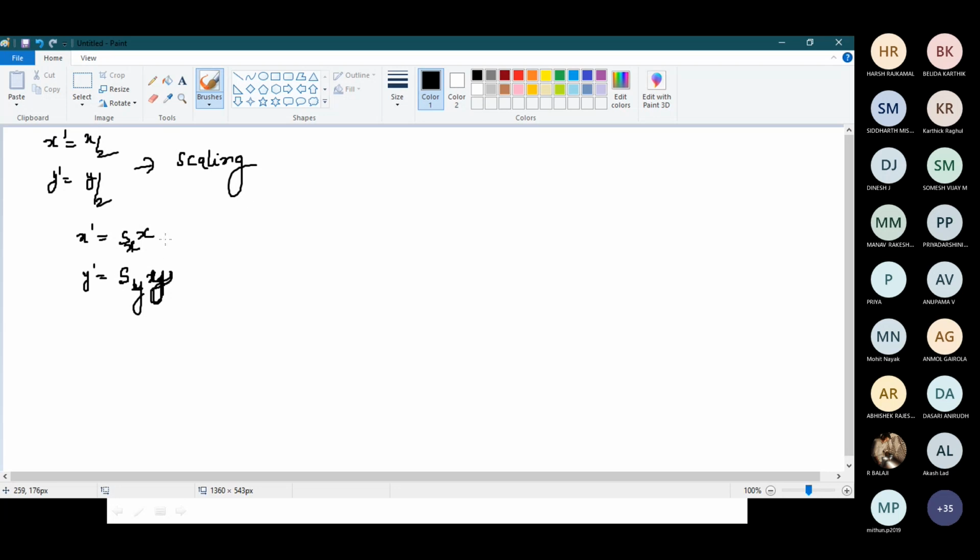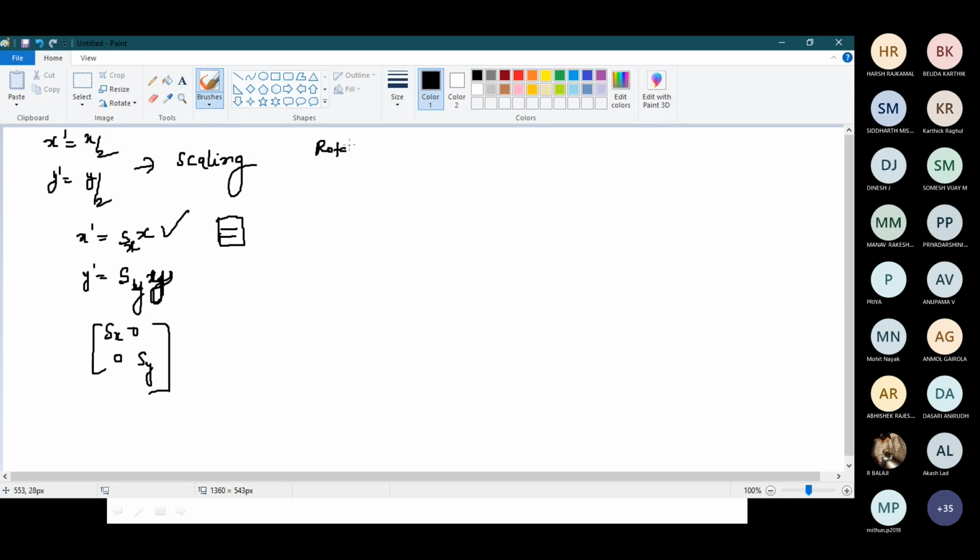Practically, this happens when I have an image and I am trying to resize it. I am trying to upscale or downscale it, so this kind of scaling transformation will be done. The transformation matrix for scaling is sx, 0, 0, sy.